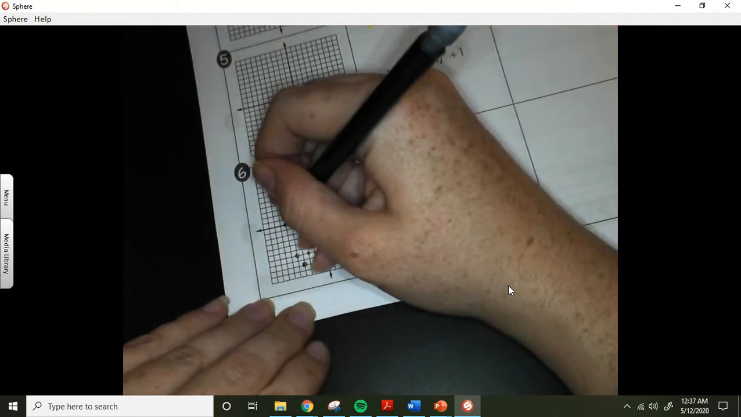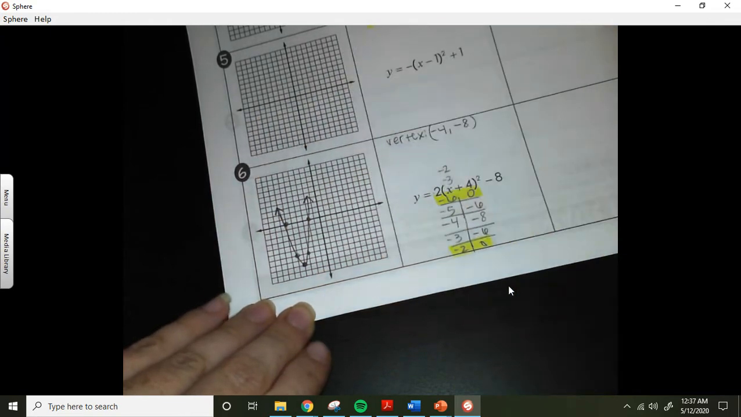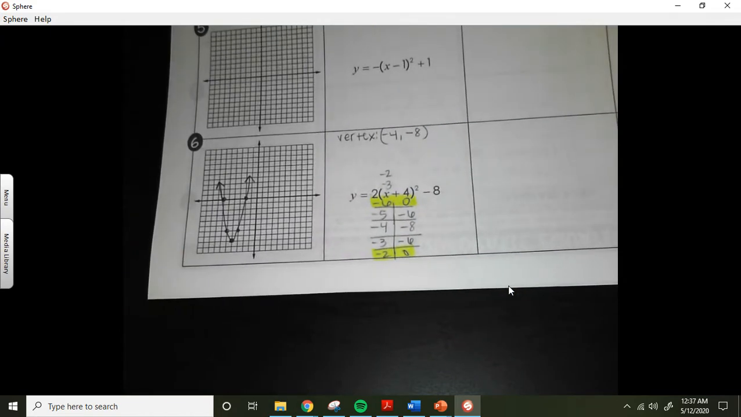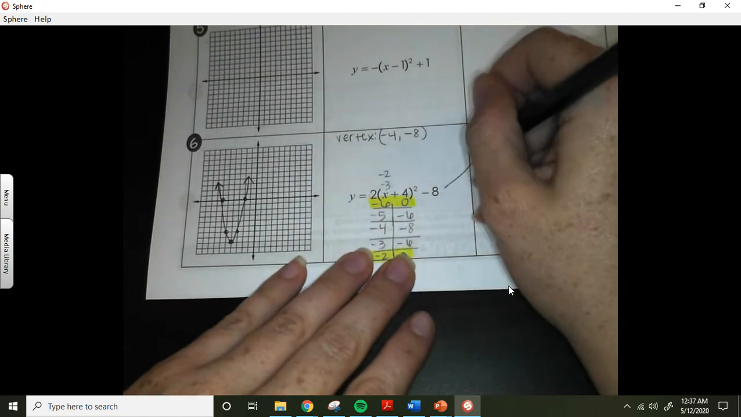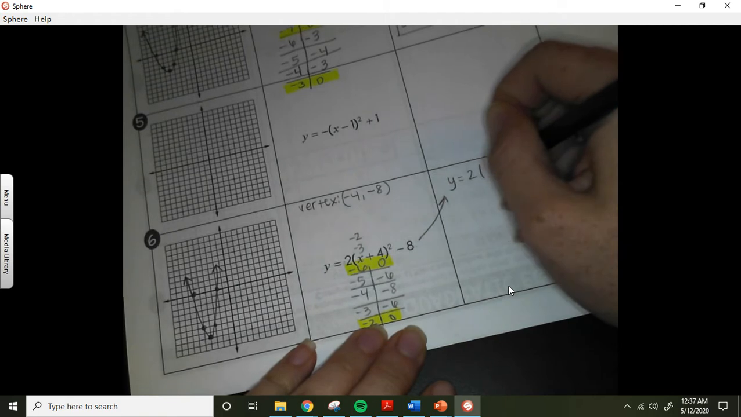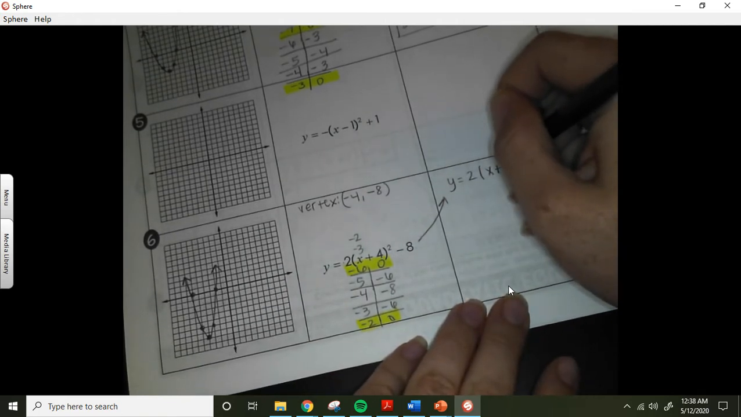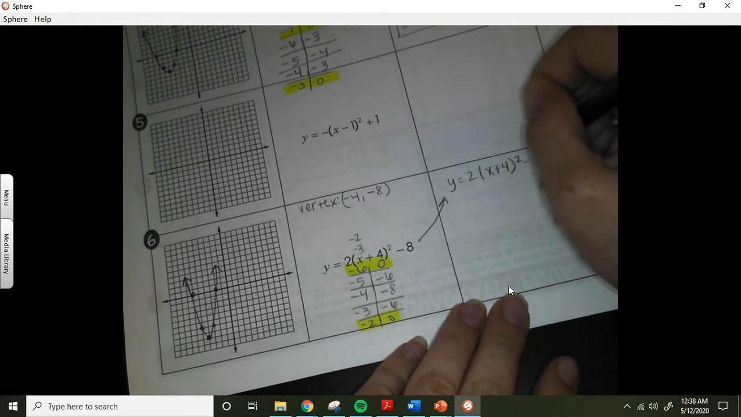And here's our little skinny, vertically stretched parabola. Okay? So now from vertex form, we're going to go over here. And now we've got a little different thing because we're going to have to distribute that 2 after we expand this binomial.